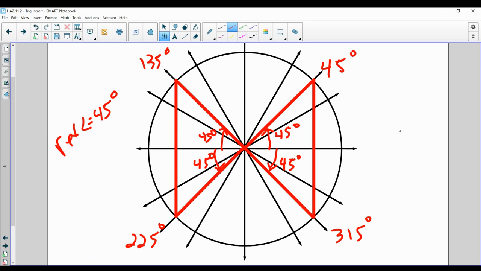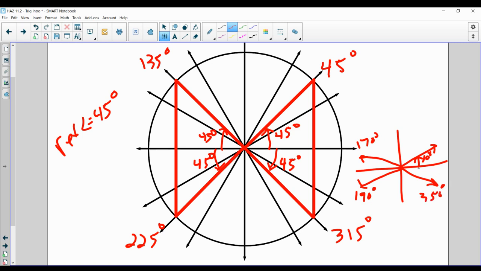Okay, so when I draw something like this, and I have a 10-degree angle right here, I could draw three more of those that would all be 10 degrees away from the x-axis, with this one being 170, 180 minus 10. This one would be 190, 180 plus 10. And this one would be 350, 360 minus 10. All of those being 10 degrees away. All of them having the same reference angle of 10 degrees.